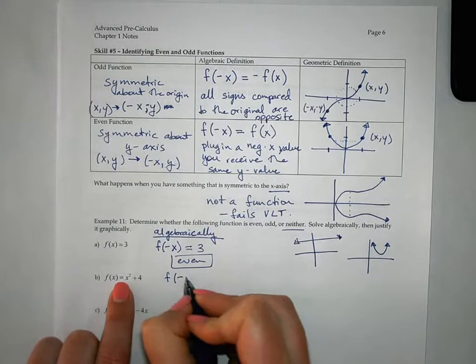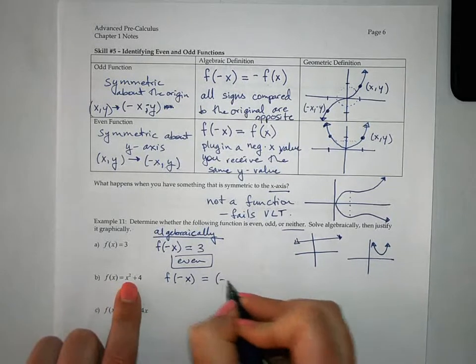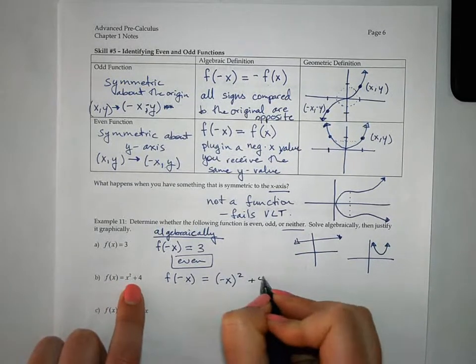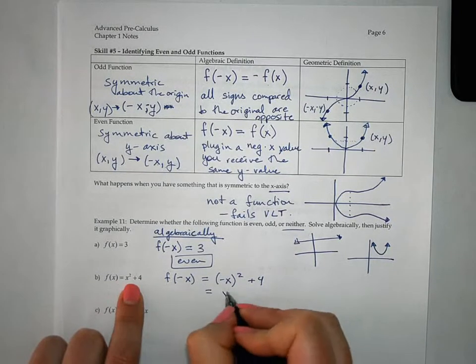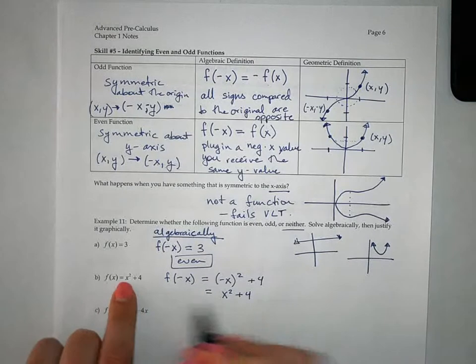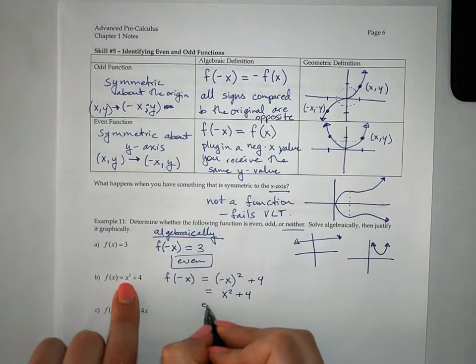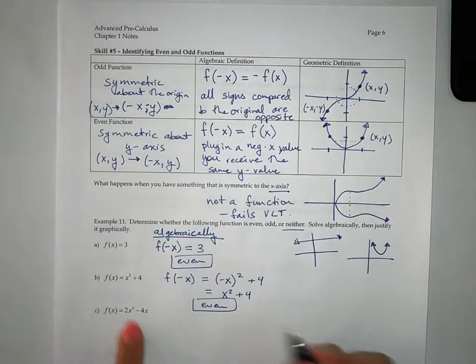This one, where we input the opposite of x, now we're going to have the opposite of x squared plus 4. A negative x squared is still a positive x squared plus 4, so it's the exact same output. It's still an even function.